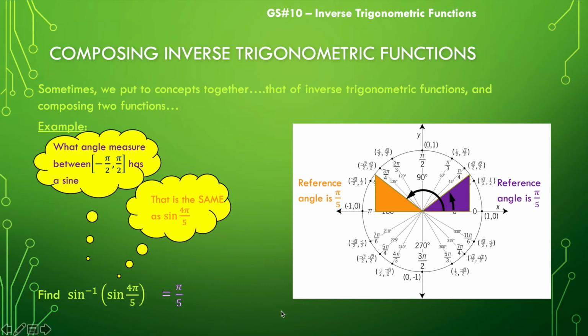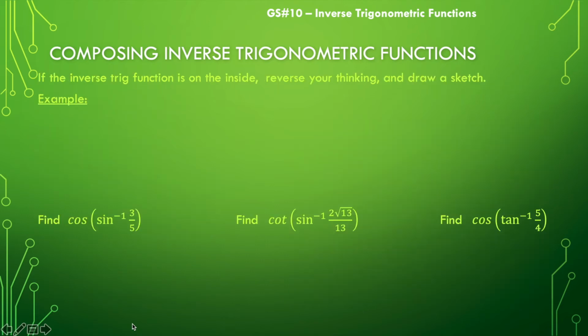Okay, so in all of these cases, we have been composing an inverse trig function with a trig function that's the same function but not an inverse. So in these next examples, we see that the composition is a bit different. The inner function is the inverse, and the outer function is just the regular trig function. And so we handle this a little bit differently because we're going to reverse our thinking and draw a sketch.